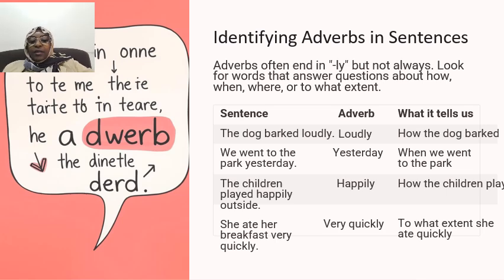Sentence number 3. The children played happily outside. So the adverb is happily. Why? Because it tells us how the children play. They play happily. Okay, look at sentence number 4. She ate her breakfast very quickly. So very quickly is our adverb because it tells us to what extent she ate quickly.